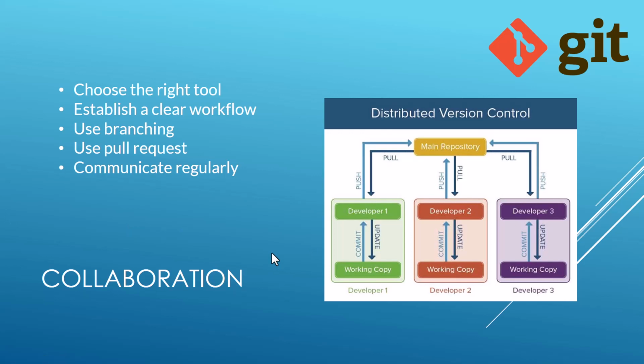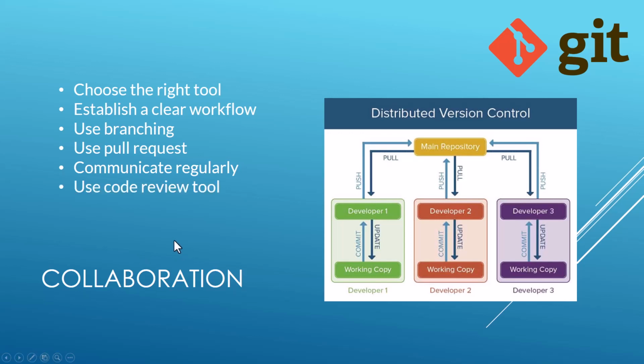So now we will talk about communication, which is very important in collaboration. Communication is key when collaborating on software projects. Make sure to regularly communicate with your team members about what you are working on and any issues you are facing and any changes you have made.